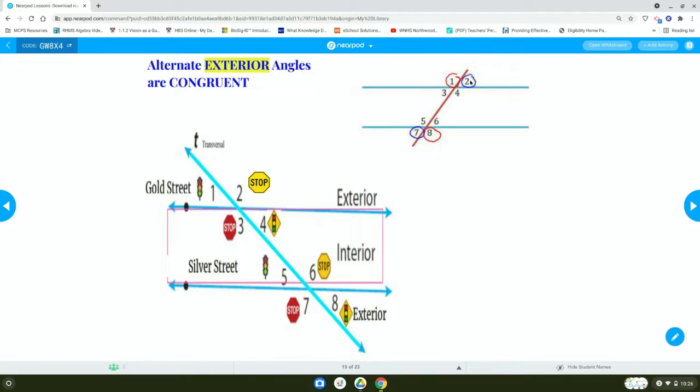Exterior will be 2 hiding behind the transversal from 7. Those are alternate exterior on the outside. 1 on the outside is hiding from 8 on the outside. Those two angles are behind the transversal and they're congruent. 1 is a traffic light, 8 is a traffic light on the outside. They're congruent. 2 is a stop sign, 7 is a stop sign. They're outside and they're congruent behind the transversal.